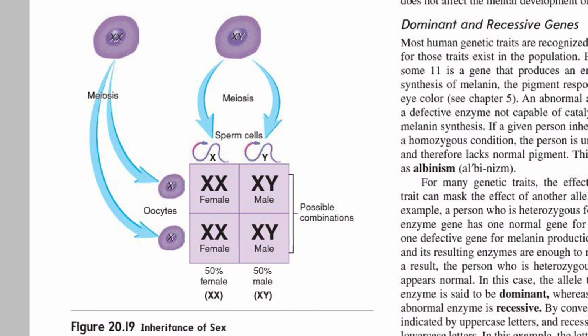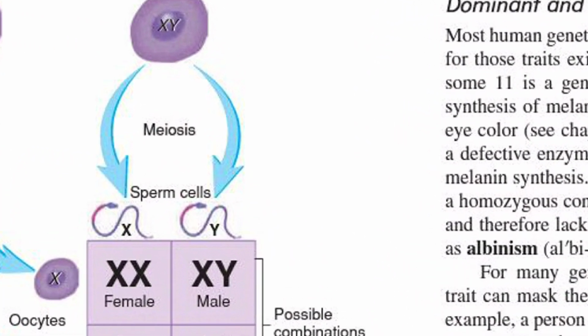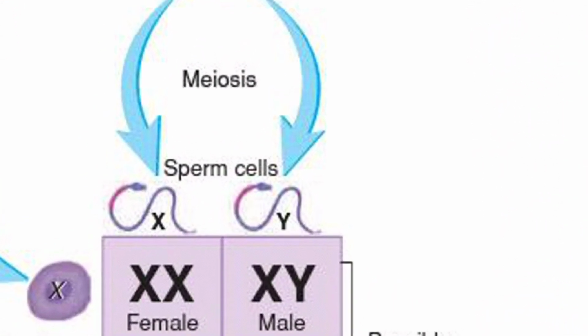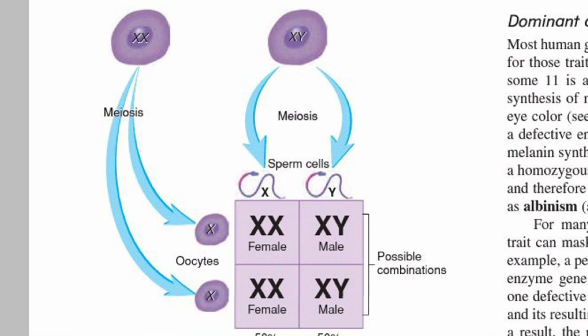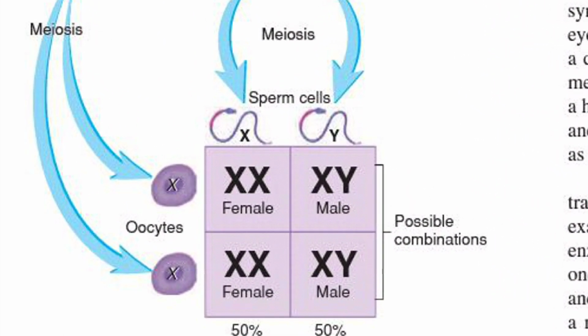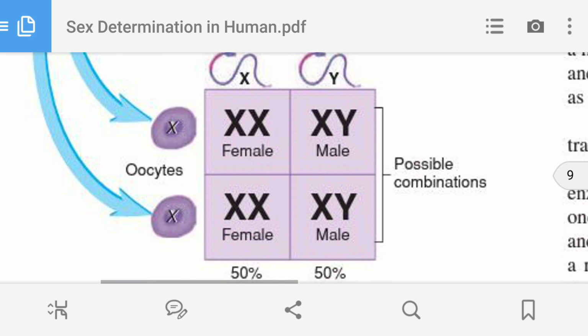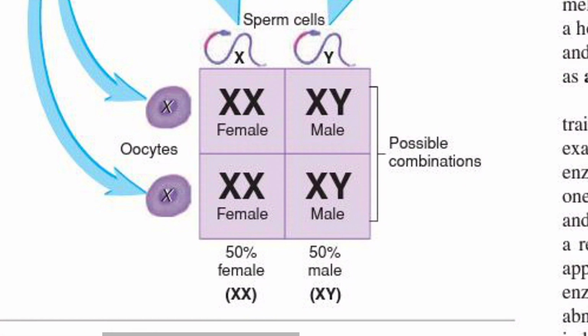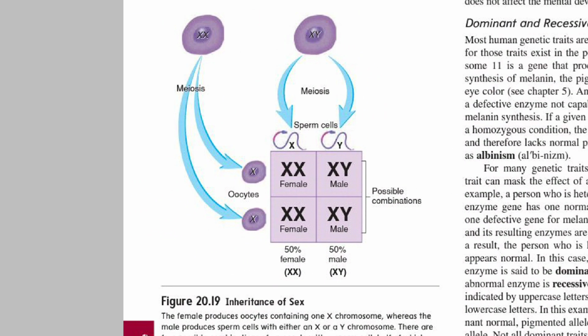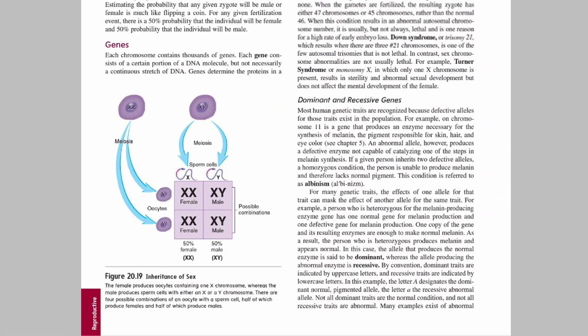Meiosis. In the oocyte there is always XX chromosome, and in the sperm production, the sperm has either X or Y. So XX female, XY male, XX female, XY male. So there are 50-50 chances of boy or girl. These are the possible combinations.